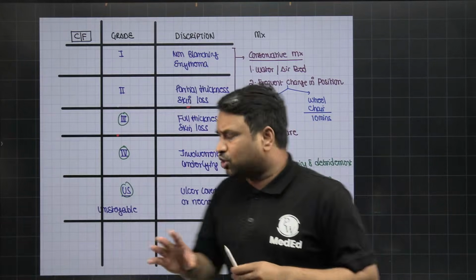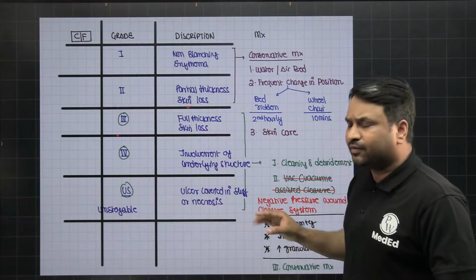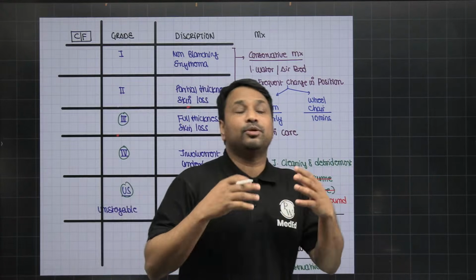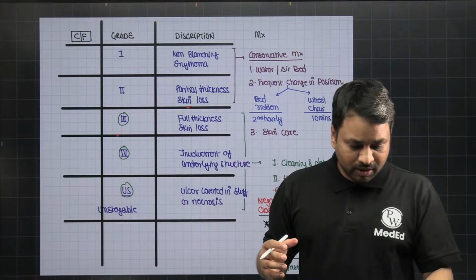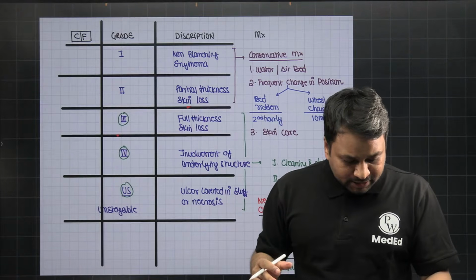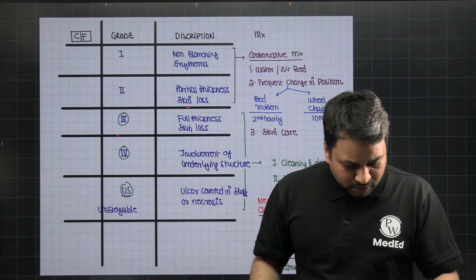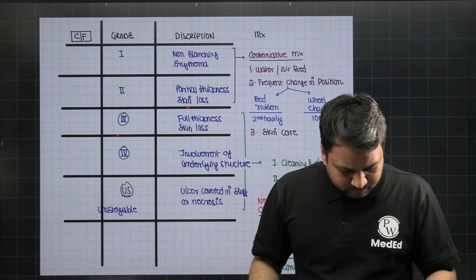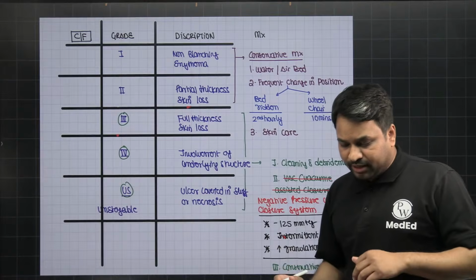There's another grade which is called unstageable. If an ulcer is covered with slough and necrosis, the true depth of the ulcer cannot be assessed. So I cannot comment whether it is a grade 3 or a grade 4 ulcer.